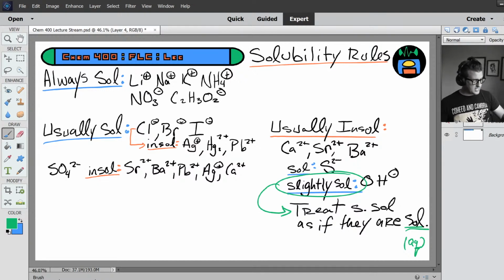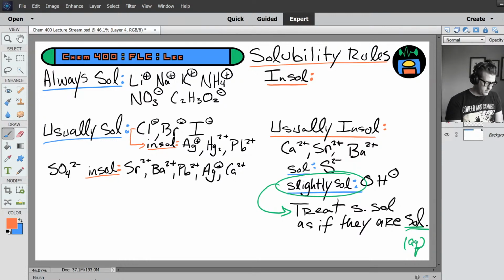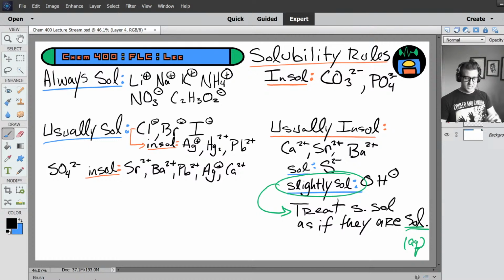All right? So that is the usually insoluble ions, and now we have the straight up insoluble anions, which are carbonate, always insoluble, phosphate, always insoluble. So this is kind of the reference sheet. If you're looking to make a reference sheet to use on exams and quizzes, this is the one you want to make. This is the one you want to reference while doing homework.